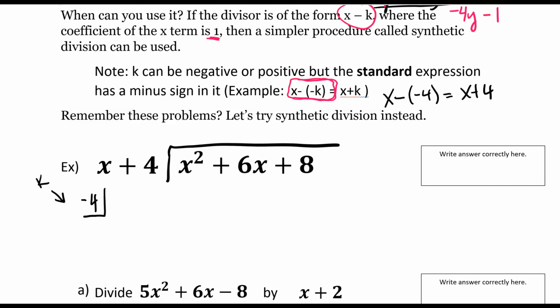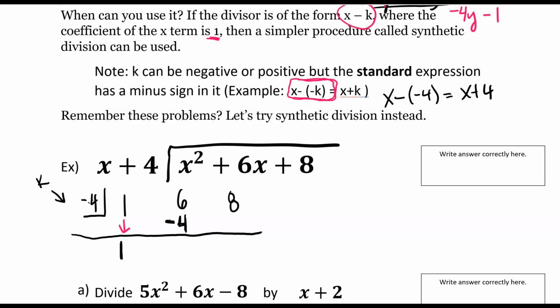And we're going to write the coefficients of our dividend right next to it. So the coefficient of x squared is 1. The coefficient of 6x is 6. And then we have our constant. So synthetic division is a little simpler because we're only dealing with numbers and not variables. The first thing you do, you're going to drop that first number here. That is 1. Whatever you drop below the line, you're going to multiply it times what is in the box. So 1 times negative 4 is negative 4, and you're going to put it under the next number.